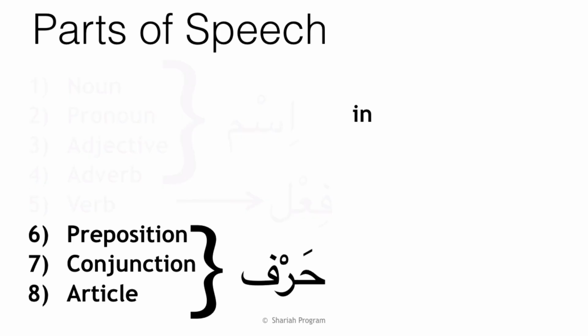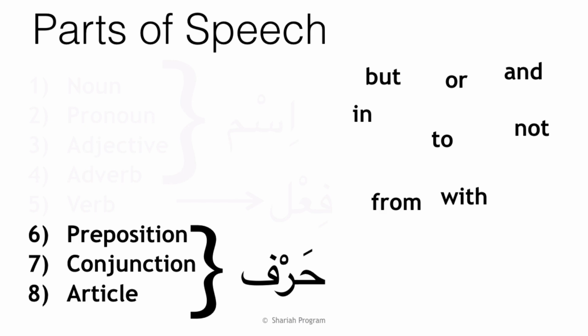Okay, so we can start by throwing up some prepositions, conjunctions, and articles on the screen. So we have the word "in," which is a preposition, indicates containment. And then this "from," which is another preposition, "to," "with," and "and," which is an example of a conjunction, "or," "not," "but." These are all examples of conjunctions. And then we have "a," and I think that's enough, and the word "the." So these are all examples of harf. Every one of them is a harf.